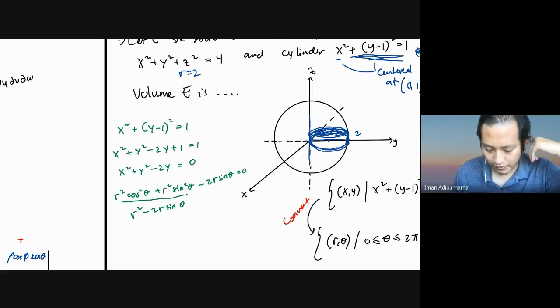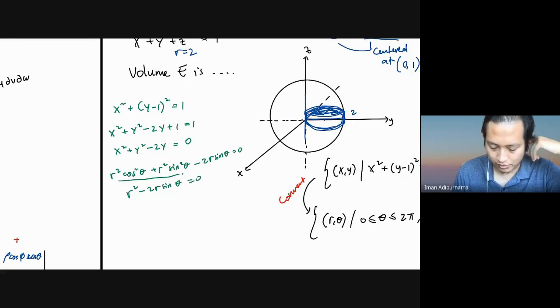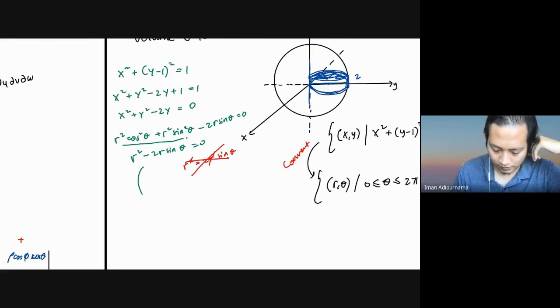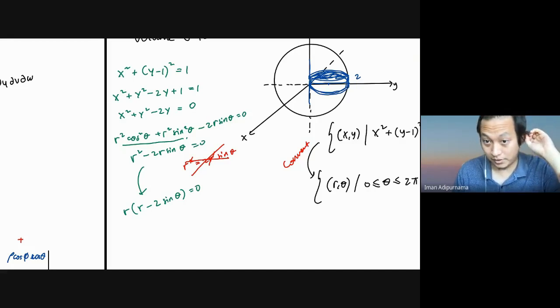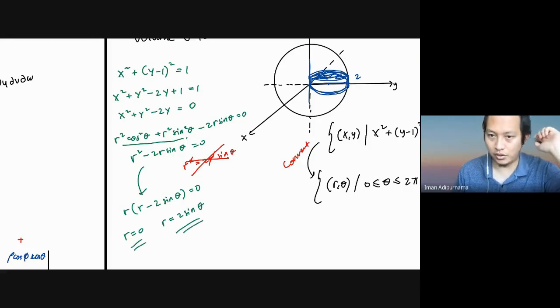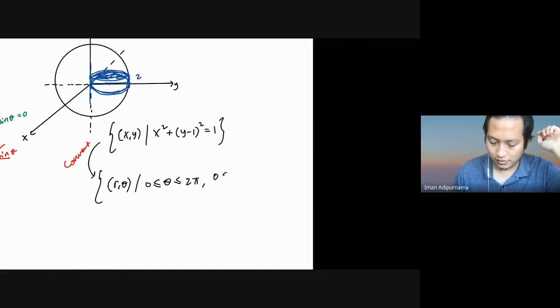Remember, when you have this in the quadratic solutions, you cannot just cancel this and this, that would be wrong. What you can do is take this, and because you have more than one possible answer, r can be 0 and r can be 2 sine theta, which is the r that we are going to look at. So r is a function of theta, so this is from 0 to 2 sine theta.